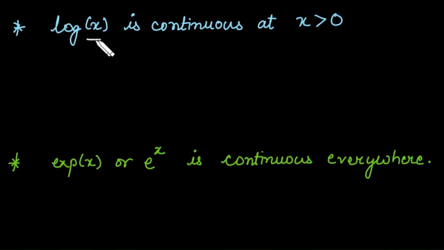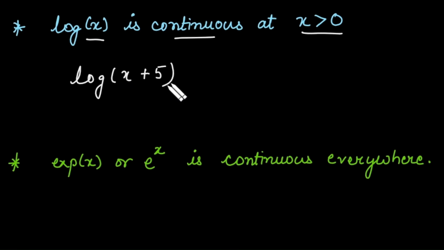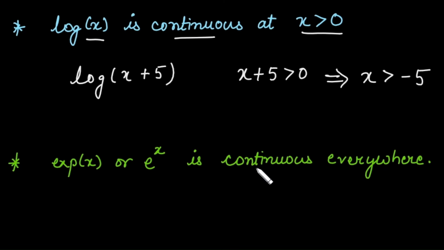So the next is log x. Log x is a continuous function whenever x is greater than 0. So if I say log of x plus 5, this is a continuous function whenever x plus 5 is greater than 0, or we can say that x is greater than minus 5. Whereas the exponential function is continuous everywhere, whatever the value of x we take as real.